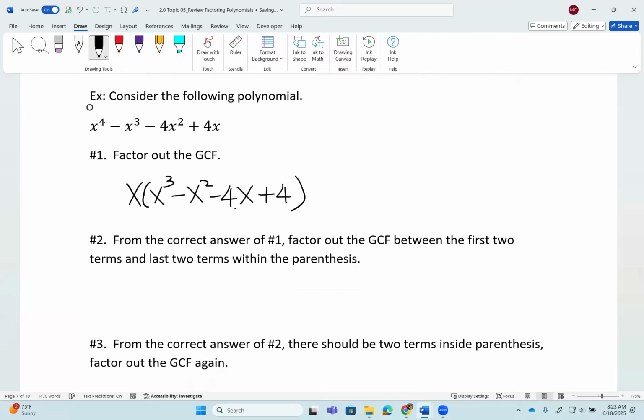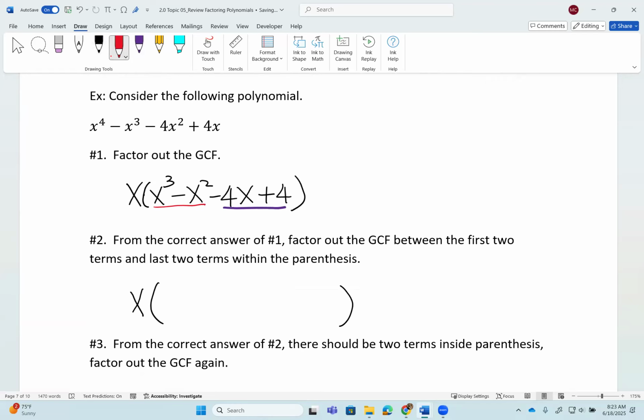If you look inside the parentheses, this is a factoring by grouping problem. So I'm going to underline the first two terms and underline the last two terms. This x stays. This big parenthesis is still there.